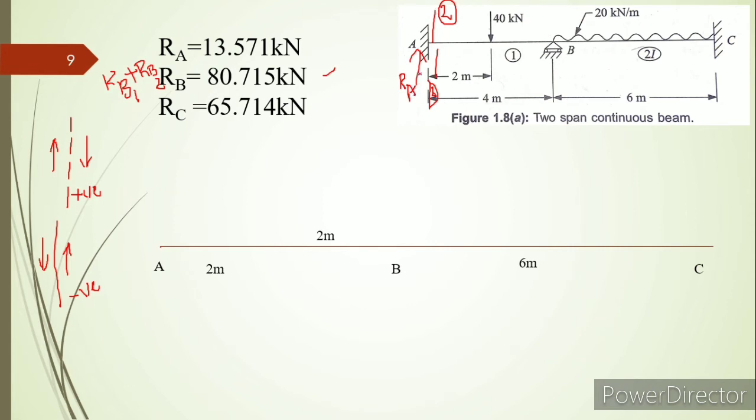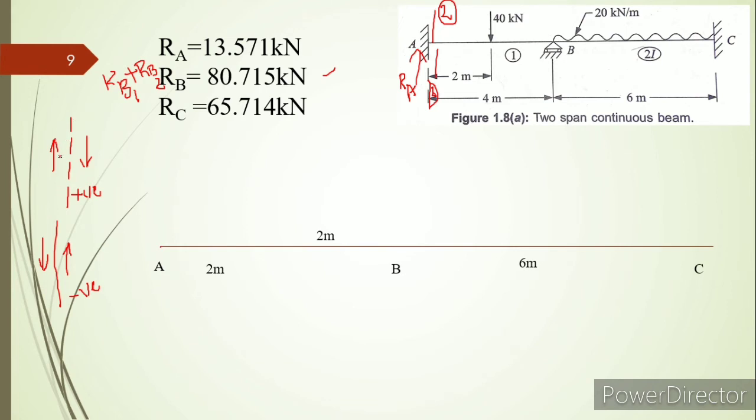Here, the force acting on the left hand side of the section: the support reaction is acting in the upward direction. That is, the force acting on the left hand side of section 2-2 is in the upward direction. That is, the shear force will be in the positive direction.